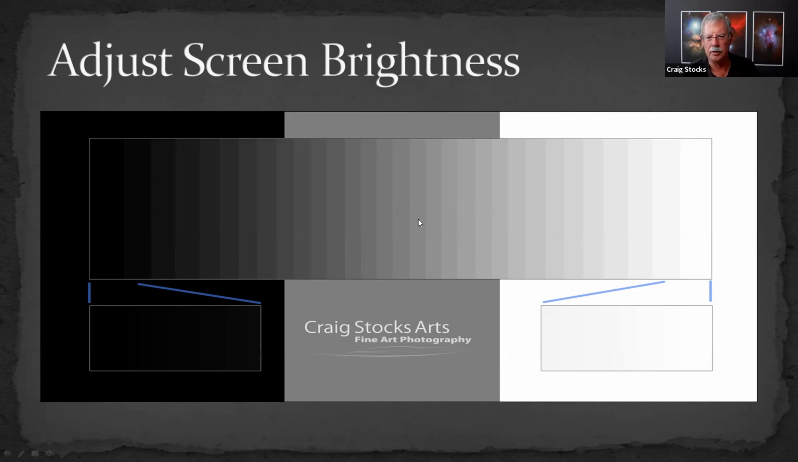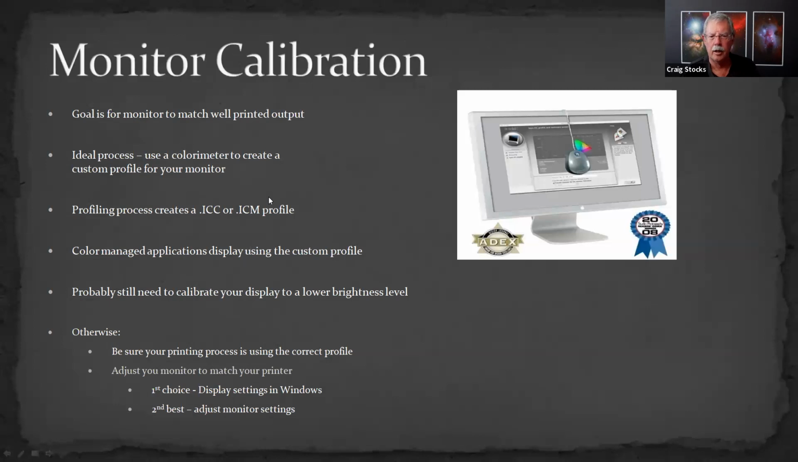So this is a good process for everybody to use to ensure that your monitor is not too bright or too dark. And the default is going to be to have it too bright, in which case you may not see all of the steps at the bright end, and you'll see too much differentiation at the dark end. If you're interested in profiling, that's where you use a colorimeter that you would actually hang over the front of your monitor, and software will display known colors, and it will create a device-specific profile just for your monitor.